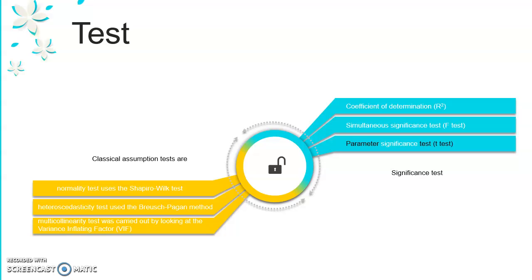The significance test is carried out with the help of the Stata application program. The first is the coefficient of determination. The coefficient of determination is a number that provides the proportion or percentage of total variation in the dependent variable which is explained by the independent variables. Simultaneous significance test or F-test is used to determine whether all independent variables have a simultaneous effect on the dependent variable. And the parameter significance test or T-test is conducted to show how much influence one independent variable individually has to explain the variation of the dependent variable.